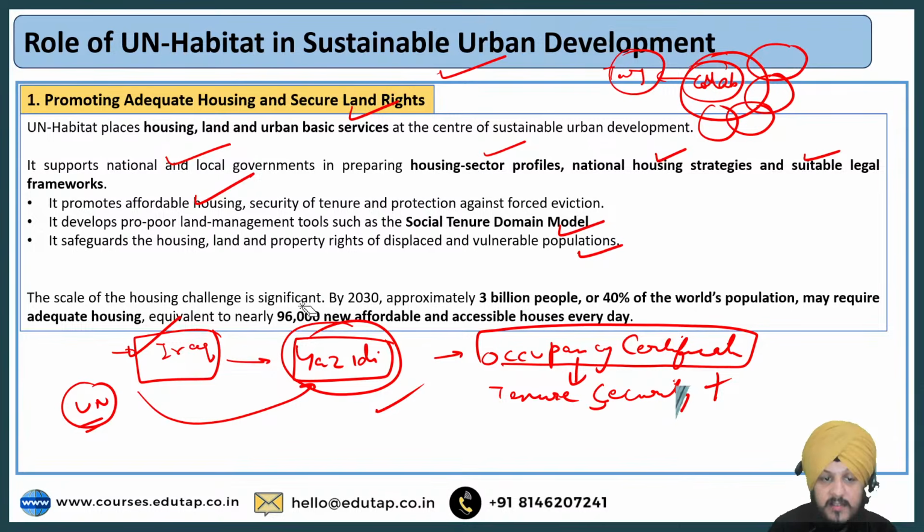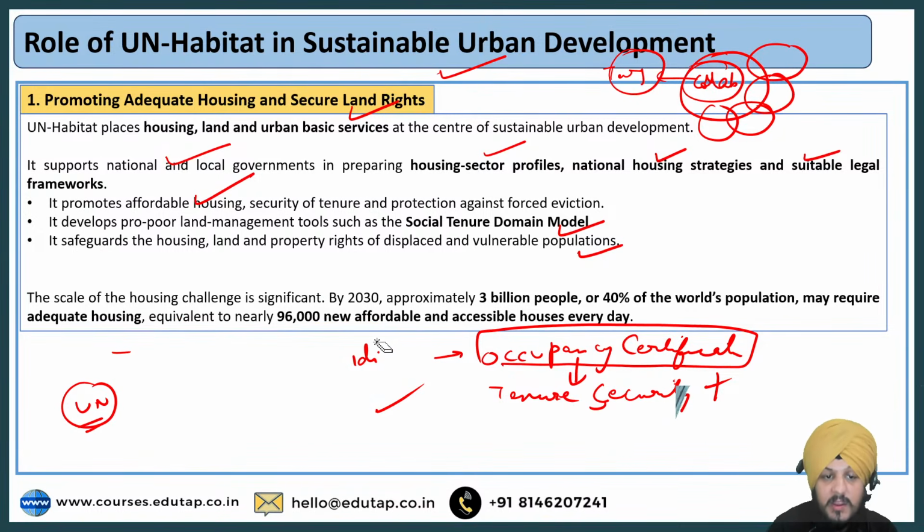And if you see the summary, basically the scale of housing is significant, and by 2030, approximately 3 billion people or 40% of the world's population may require adequate housing, which is equivalent to 96,000 new affordable houses every day. Now, if the question is straightforwardly asked as a part of this report, that is well and good.